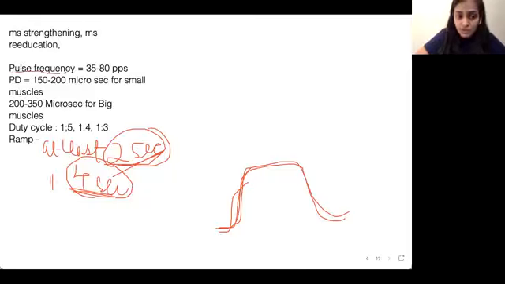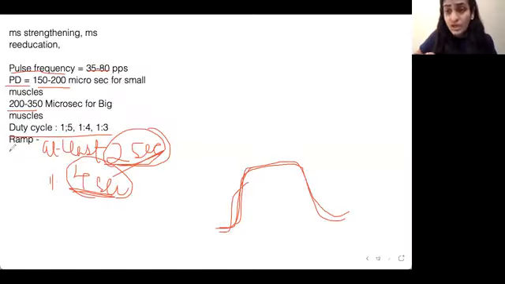For your muscles, your pulse frequency is 35 to 80, pulse duration 150 to 200, and 200 to 350 for your big muscles. Duty cycle will always be greater than 1 to 3, and your ramp will be at least 2 seconds. Ideal scenarios, your ramp should always be 2 to 4 seconds, at least for your muscle strengthening.